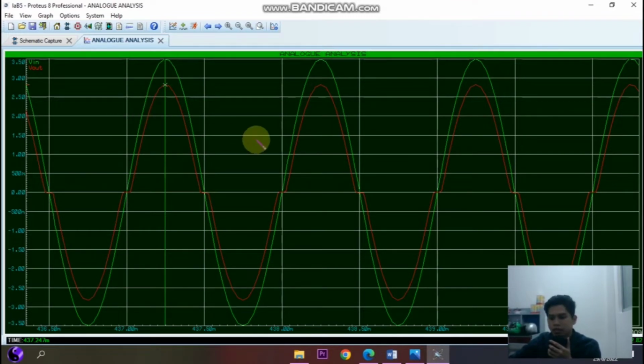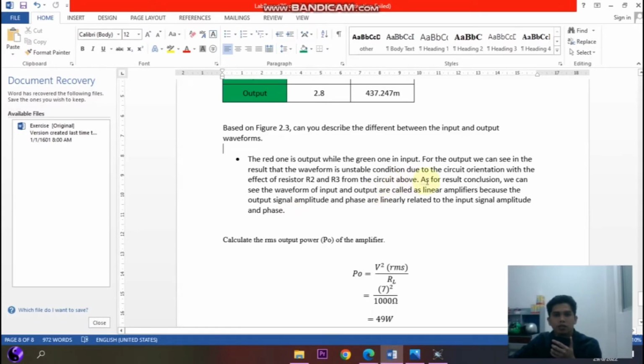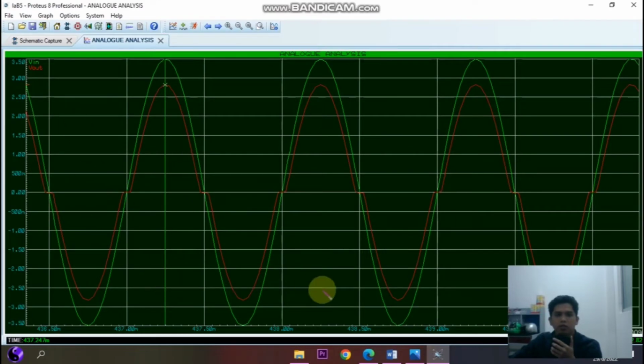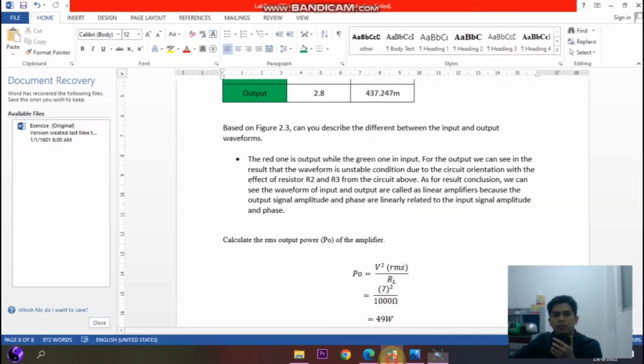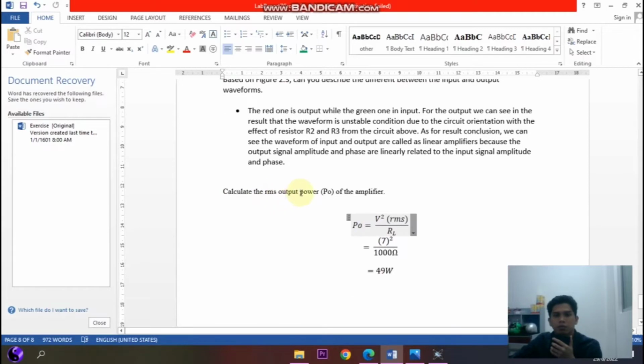So based on figure 2.3, can you describe the difference between input and output? So we can see that the red one is output while the green one is input. For the output, we can see unstable condition on the waveform due to the circuit orientation by the effect of R1, R2 and R3. Okay, so as for the result conclusion, we can see the waveform of input and output are called a linear amplifier because the output signal amplitude and phase are linearly related to the input signal amplitude and phase. Okay, as we have seen, same.